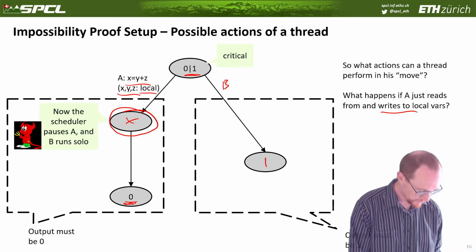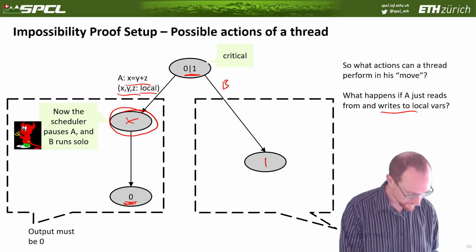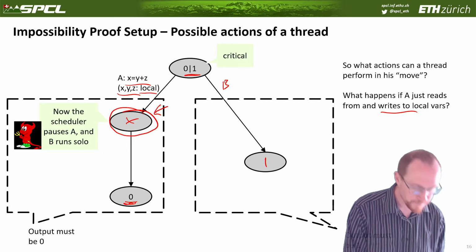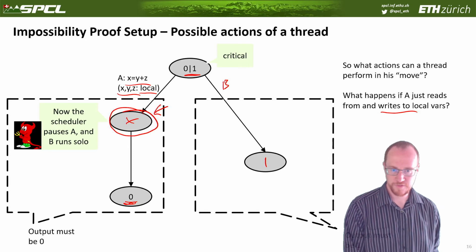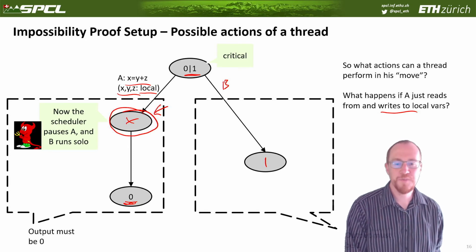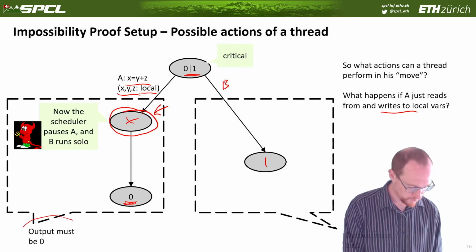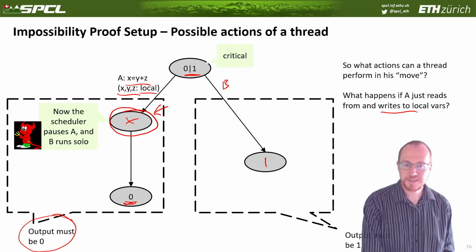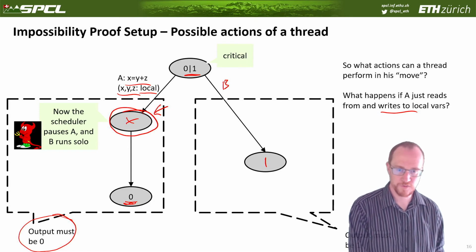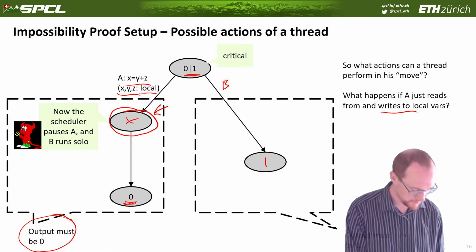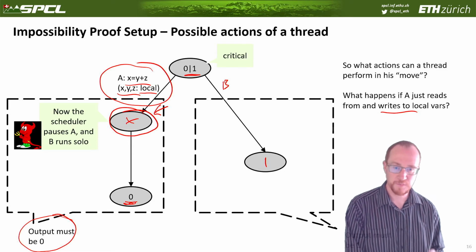Okay. But now, we can always just say, well, if we are in this state here, we pause thread A forever, or for a very long time, and then B runs solo to the end. Of course, if we are in this output must be 0 case, then B must decide 0, even though A is never invoked again. And this is the key of this proof. Which means this is the critical step, but then A is not invoked again, and B runs to the end, and B must decide 0.